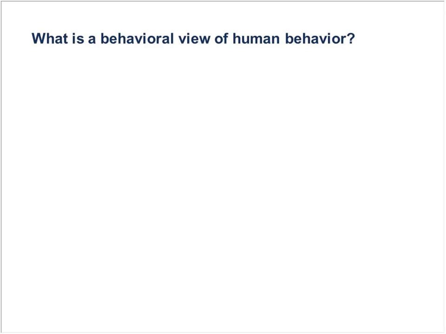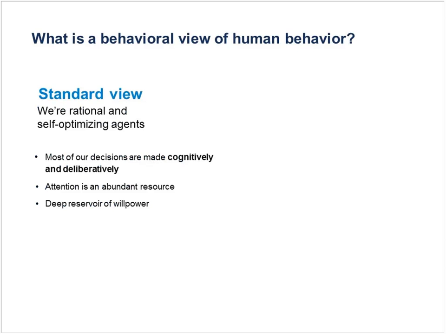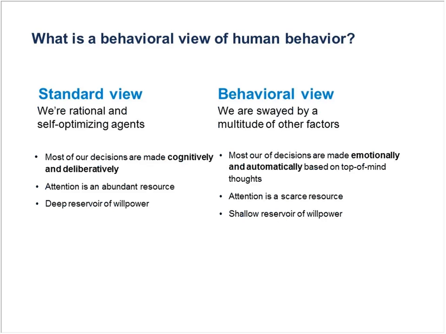So behavioral science is based on a view of human behavior that is different than the standard economic view. If you think about the standard view, it says that we are all very rational people. We make all of our decisions very cognitively and deliberately, and we're paying close attention to all of the decisions we make. In reality, though, things don't function quite that way. The behavioral view of the world says that we are swayed by a multitude of factors, which could be emotional or social, and that many of the decisions we make are made automatically based on top-of-mind thoughts.